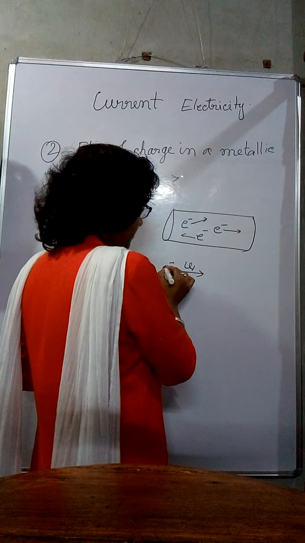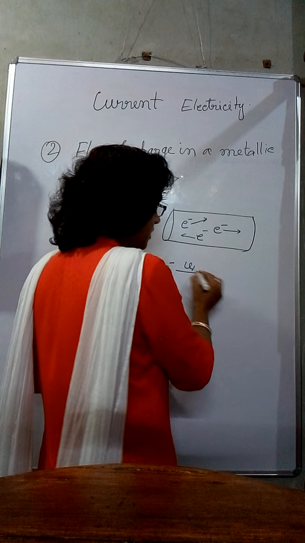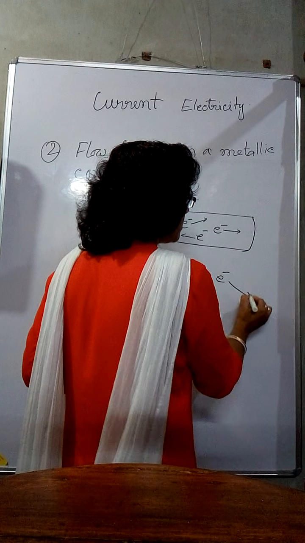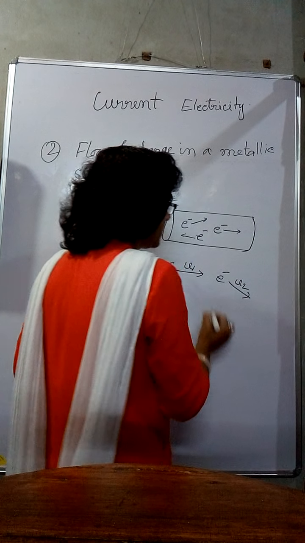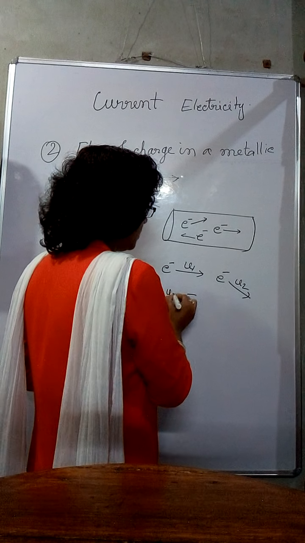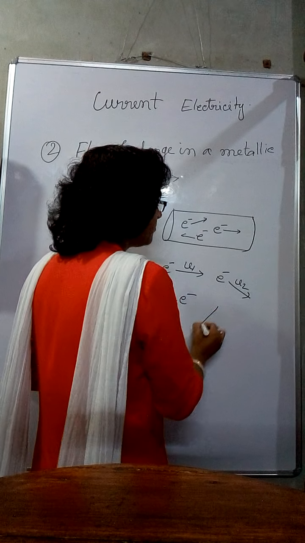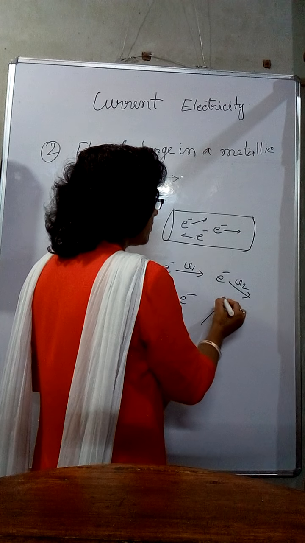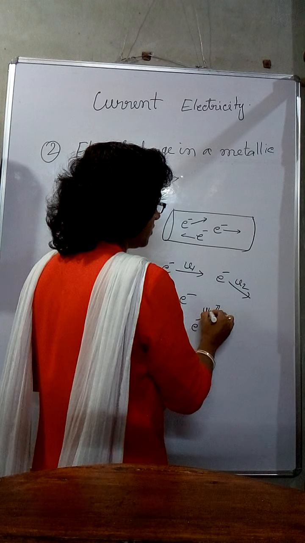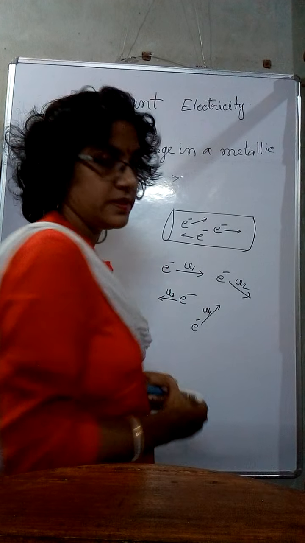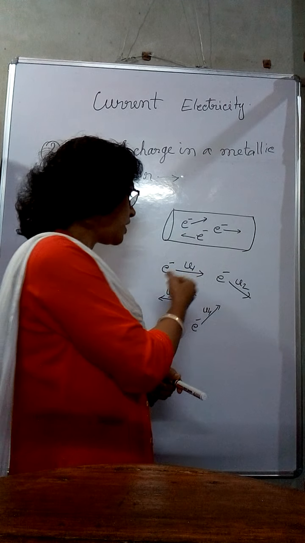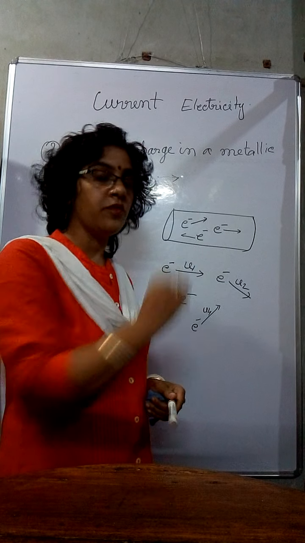Suppose the first electron is moving with u1 velocity, the second electron with u2 velocity, the third electron with u3 velocity, and the fourth electron with u4 velocity. There is speed u1, u2, u3, u4. In this speed they are moving.